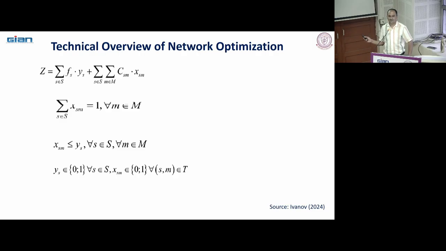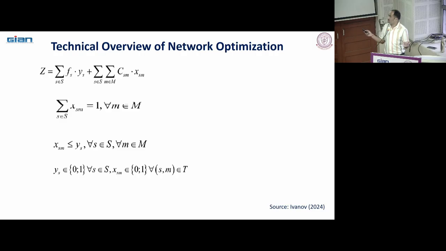So first one is, wherever you are locating a facility, that variable will become 1, and then that facility cost will add into your objective function. The second is transportation cost from your supplier to the market. Again, this is a cost, this is a parameter, and this is a decision variable. X of SM is your binary variable. So if you are moving the goods from one supplier to the market, then only that cost will apply. If you are not moving the goods, the transportation cost will not come there.